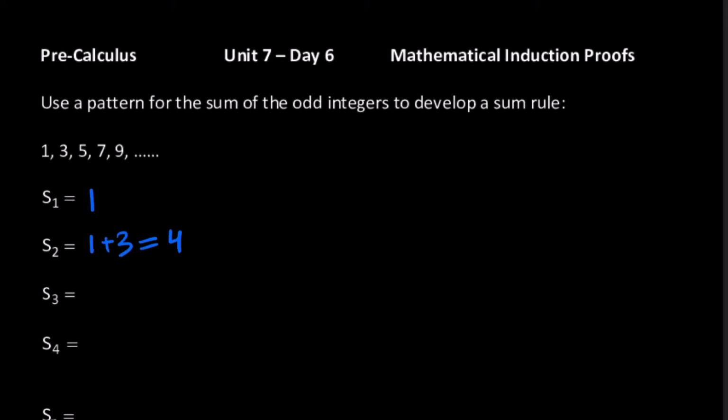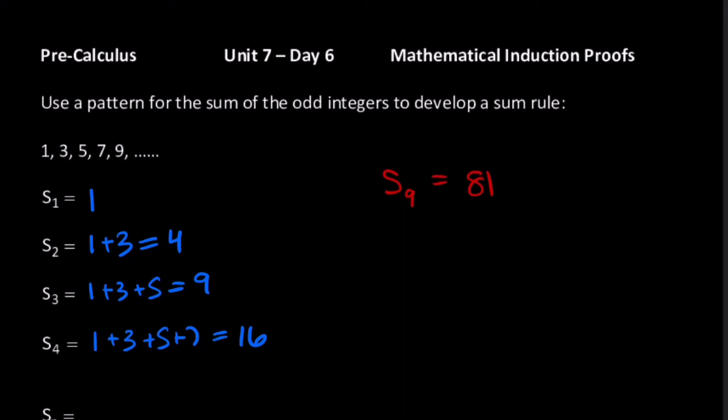Sum of the first three terms would be 1 plus 3 plus 5. That equals 9. Sum of the first four, 1 plus 3 plus 5 plus 7. That equals 16. So let's see if you can predict what the sum of the first 9 terms is. Did you get 81? You're correct. How about the sum of the first 15 terms? 225. So if you got those right away, you sort of picked up on this pattern.